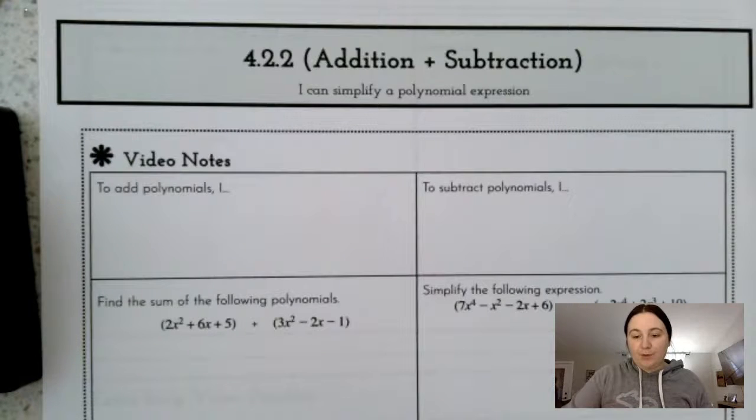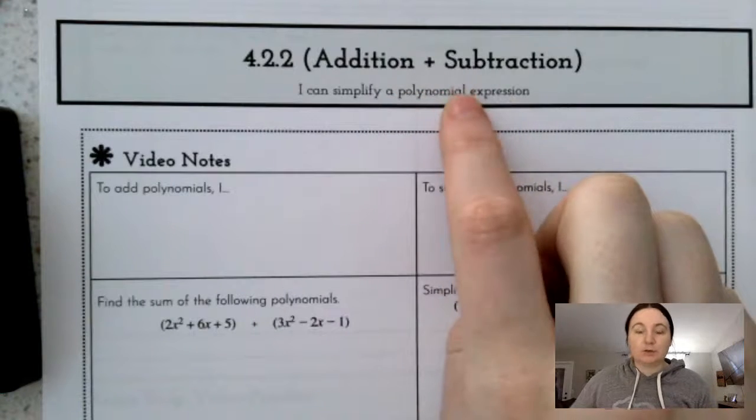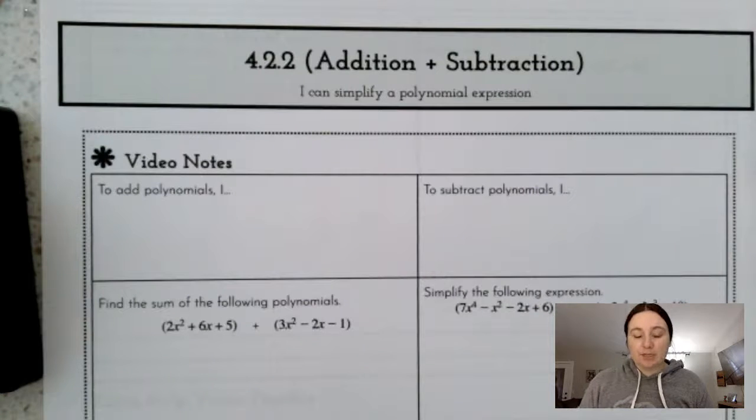In this video, we're going to go through learning target 4.2.2, and this learning target goes through the addition, subtraction, and multiplication of polynomials, but you can see here we're just going to go through addition and subtraction because they are very similar and they're tied together, and multiplication is kind of its own thing. So we're going to separate those within this learning target.